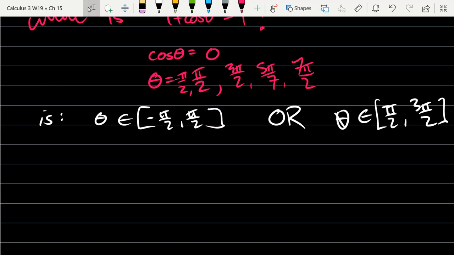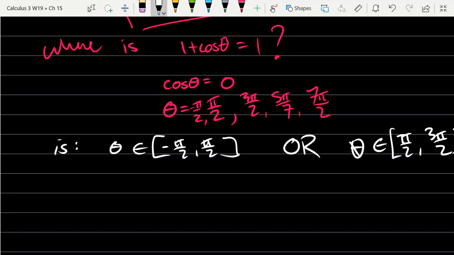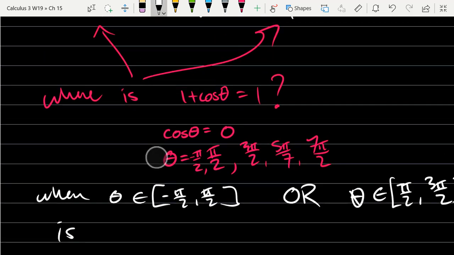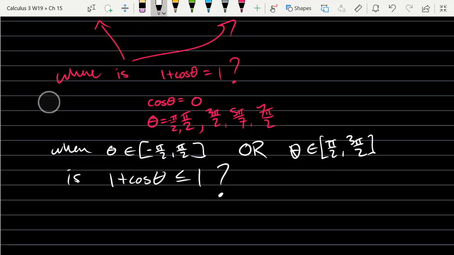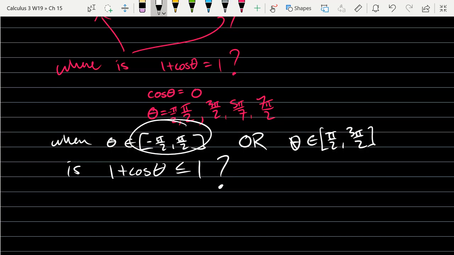So I already know the first one's wrong from the graph. Let's see what it looks like in algebra. When theta is in here, is this inequality actually occurring? Is 1 plus cos theta actually less than or equal to 1? Now, if I test pi over 2 and negative pi over 2, I get equality, because that's where those numbers came from. So I'm not testing endpoints. I know it's already equal. I'm testing a non-endpoint. So what's the easiest angle in the interval to test? 0. I could use pi over 6. There are a few other choices, but let's just go with 0.